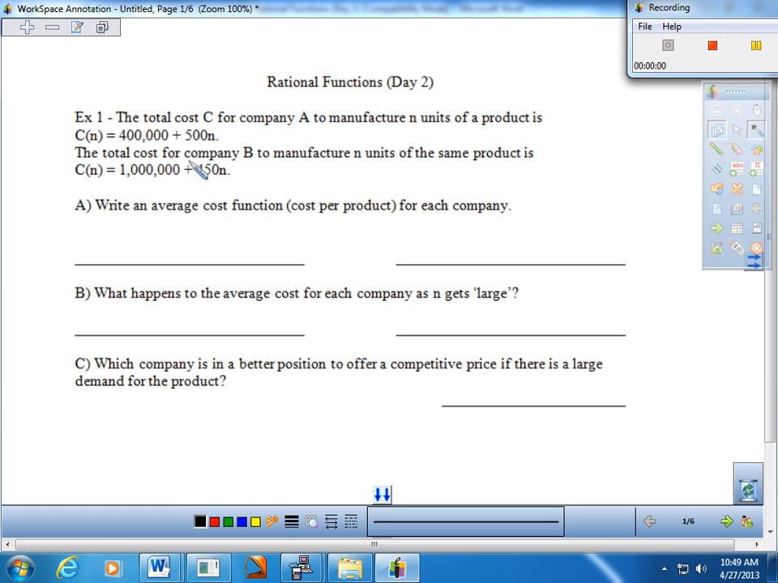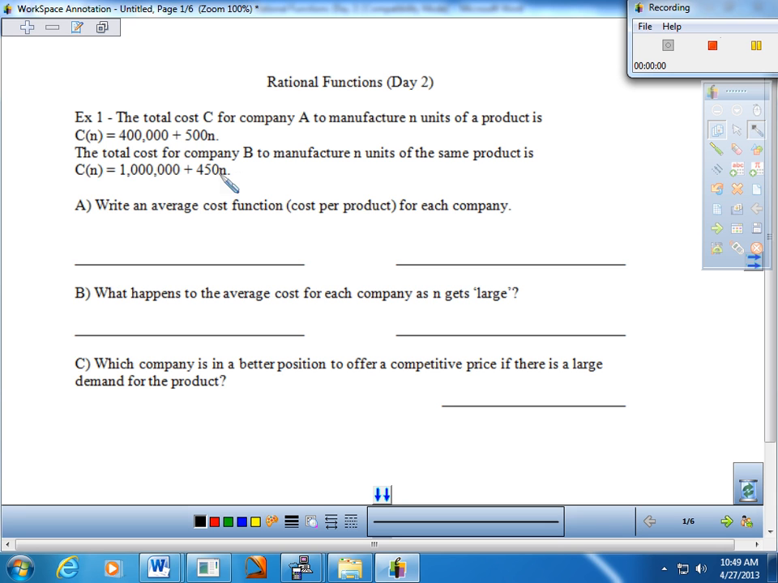Then the total cost for company B to manufacture n units of the same product is, and then again, just a convenient linear function here, and this would be $1 million plus $450 times each unit that they manufacture. All right, so total cost for each company.